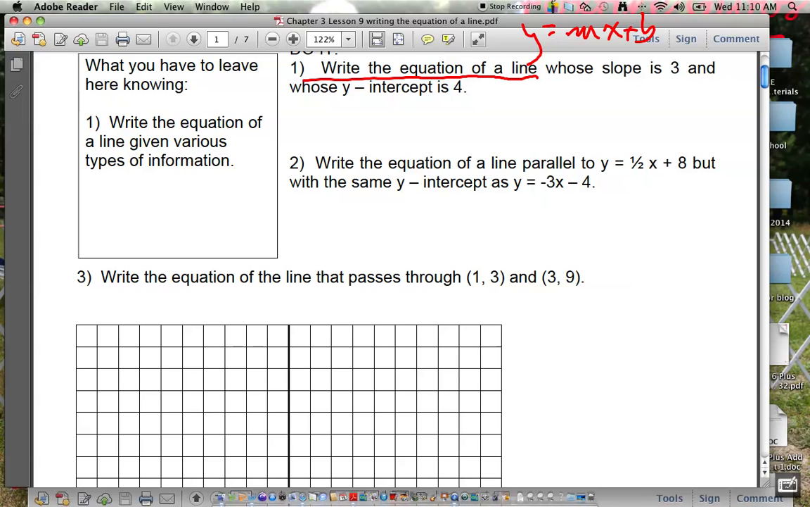Y equals mx plus b. Write the equation of a line whose slope is 3 and whose y-intercept is 1. Oh, no, this is tough.